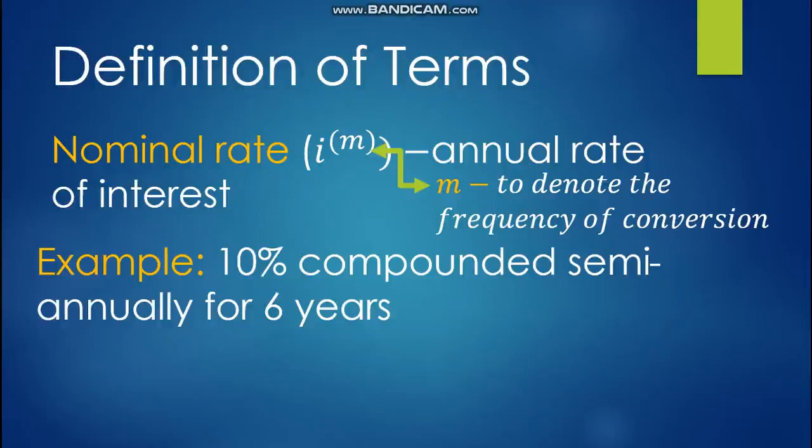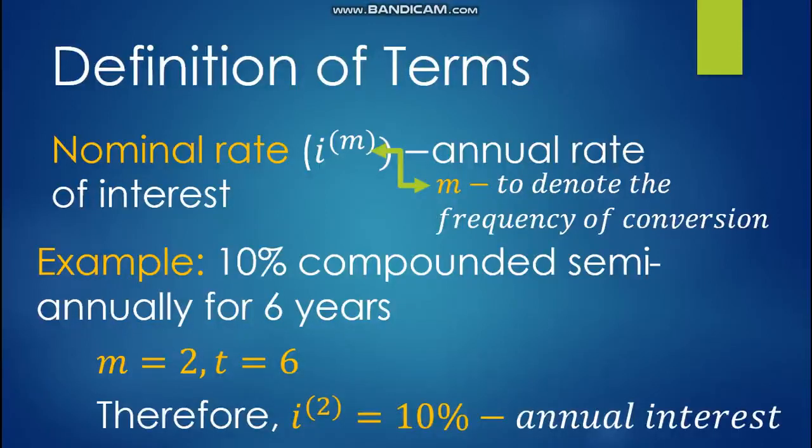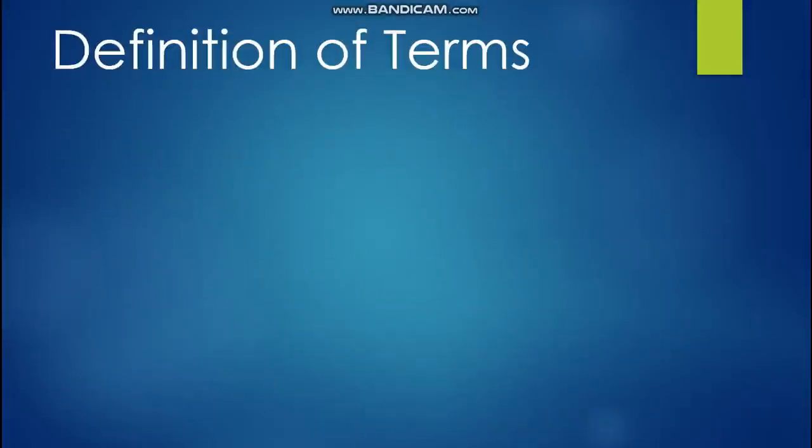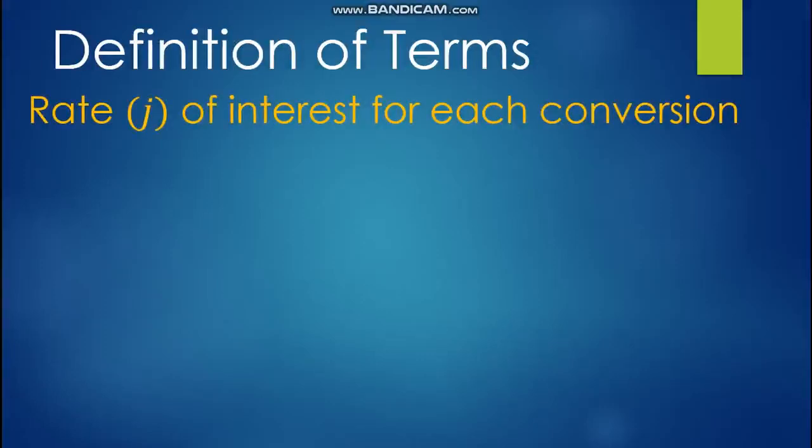For example, 10% compounded semi-annually for 6 years. So, ang ating nominal rate is 10%. But since ang ating frequency of conversion is 2, we're going to denote that as i raised to quantity 2 equal to 10%, which is our annual interest. Again, yung ating pong i raised to 2, it doesn't mean na yung ating 10% will be raised to a power of 2. Ginagamit lang yon to denote the frequency of conversion. Means that the interest rate is compounded twice in a year. Next, rate of interest for each conversion.